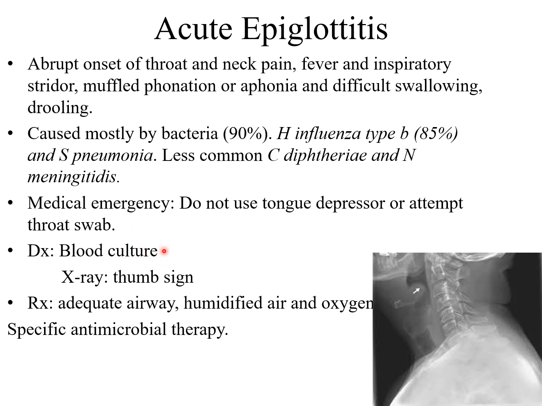Diagnosis via blood culture and the X-ray. If you look here at the X-ray, you're going to see a thumb sign. Thumb sign here. See the arrow? Like a thumb sign. And this is an indication of narrowing of the airway.